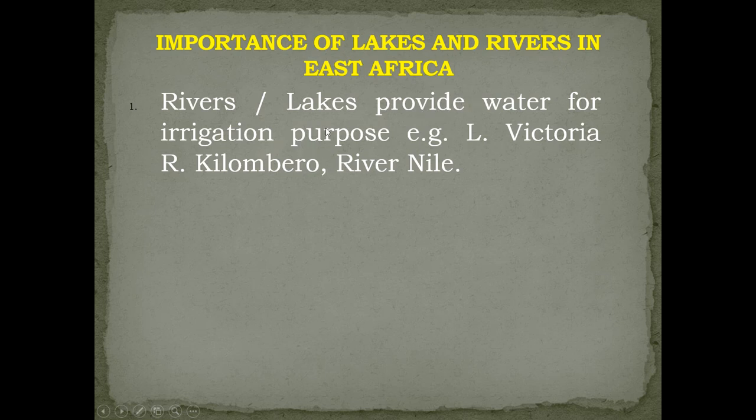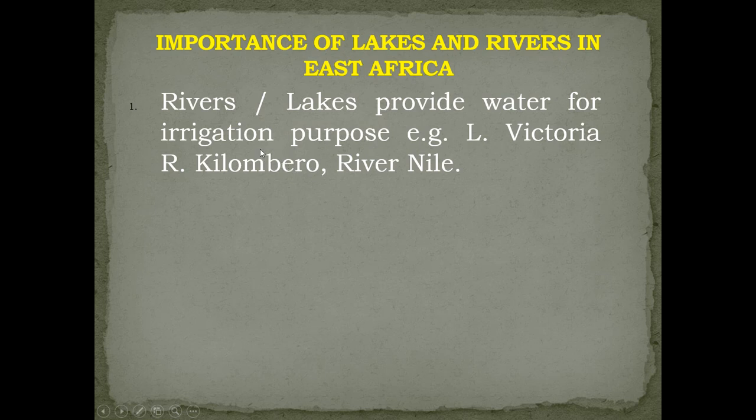So the first importance, we're saying rivers and lakes provide water for irrigation purposes. For example, Lake Victoria. For example, River Kilombero in Tanzania. For example, River Nile. Then we have other rivers. When we come to agriculture, we shall look at the irrigation schemes in East Africa, and we shall come across so many irrigation schemes. For example, Kilombero irrigation scheme in Tanzania. They get their waters from River Kilombero.